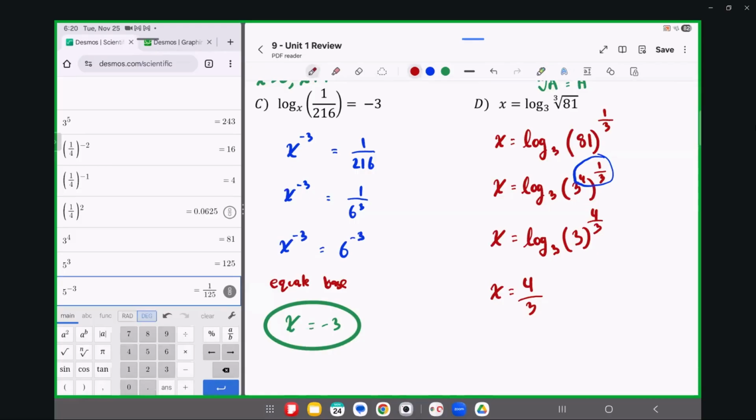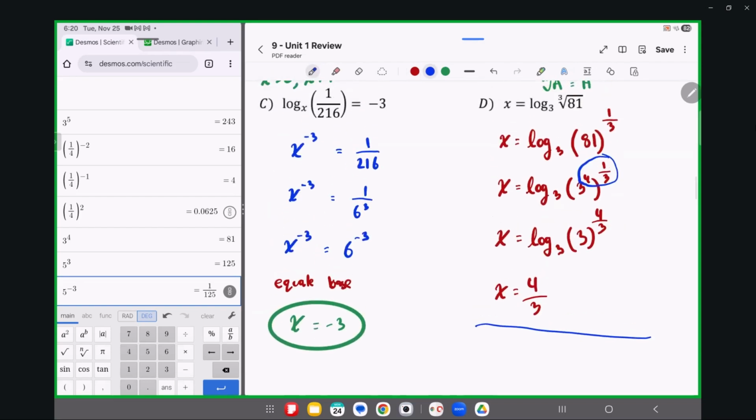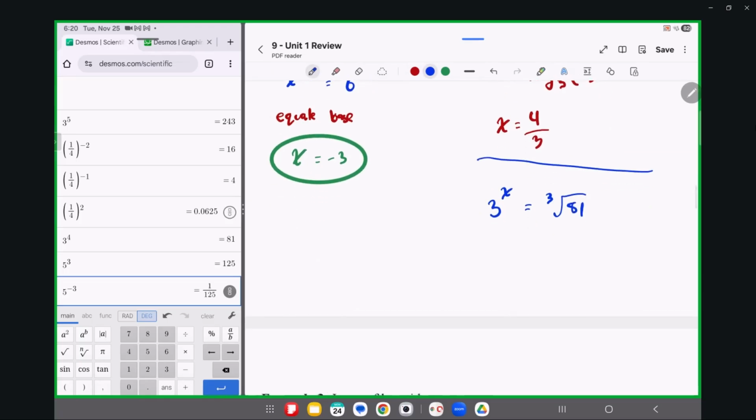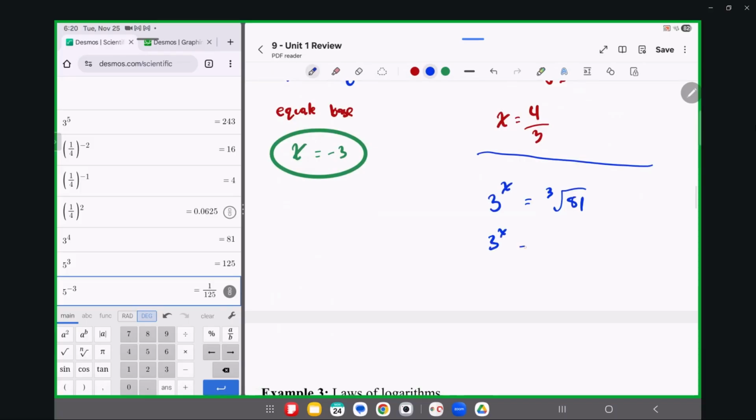Now, it's worth noting that if you so wished, you could have transformed this into its exponential form. If you did that, what we would end up with is 3 to the power of x is equal to the cubed root of 81. And then from this point, using a similar exercise as before, this is going to be the same thing as 81 to the power of a third, which will be 3 to the power of 4 to the power of a third.